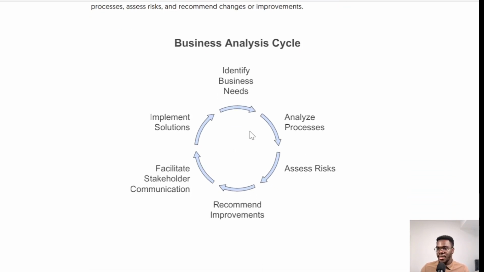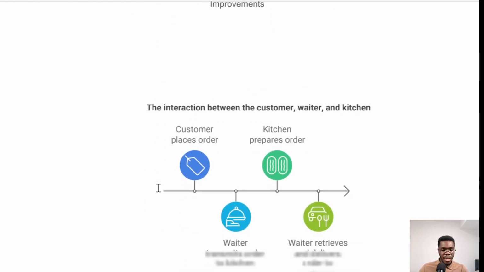So if you look at this cycle, you can see that the first thing you identify here is the need. You identify the business need. Then you analyze the process, you analyze the risk, the benefits, why you should take on this, why you should solve this problem for the organization. Then you recommend solutions, right? You offer recommendations. You talk to stakeholders. We're going to be defining what stakeholders are. And then you implement solutions, right? And that's literally what you're going to be doing as a business analyst. Okay, we're going to dive into this and define it.